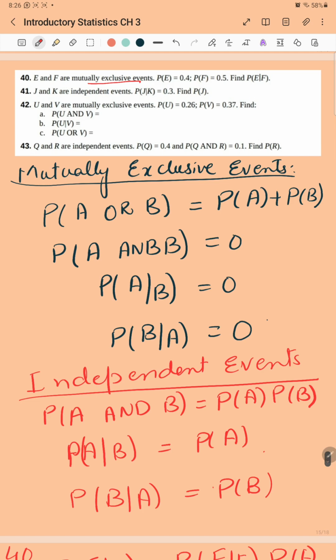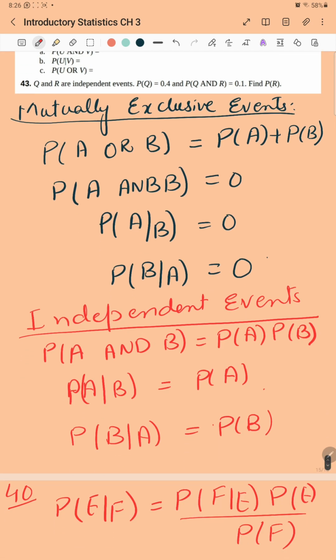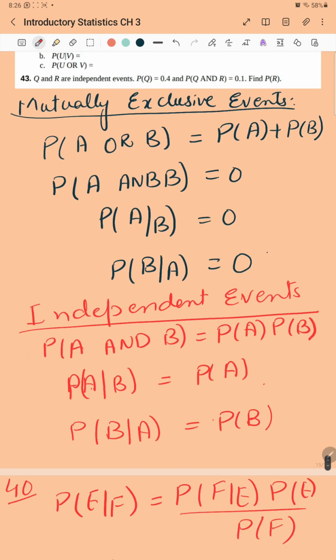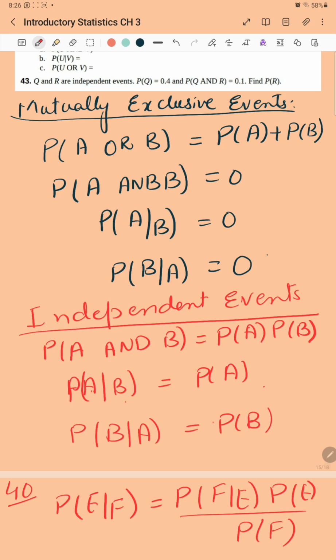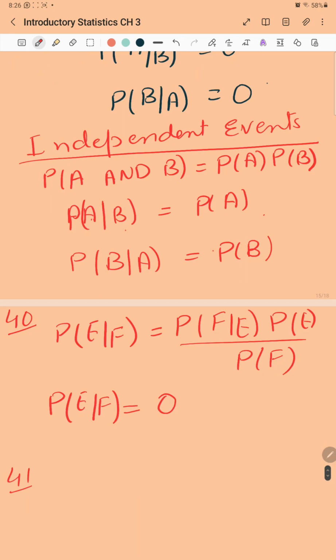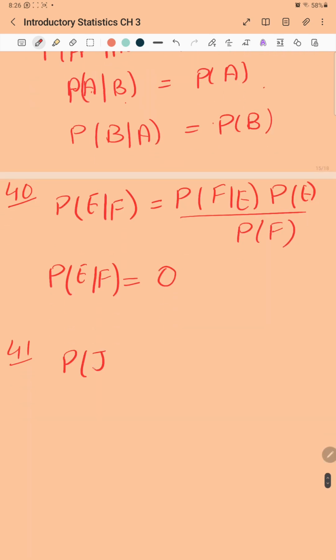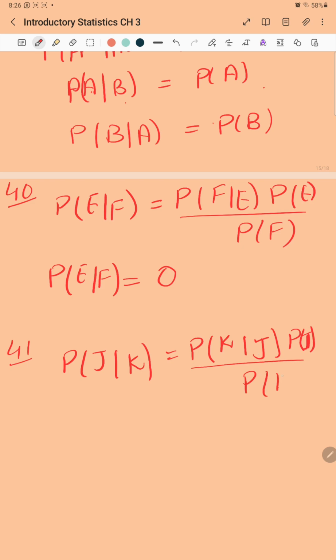J and K are independent events. So probability of J over K is 0.3. Find probability of J. So for independent events, we know probability of J over K would be equal to probability of J. So if we solve it, even then we will get the same answer. Let's solve it. Probability of J over K would be equal to probability of K over J, probability of J over probability of K. So even if we solve it, probability of K over J will again be equal to probability of J over K.